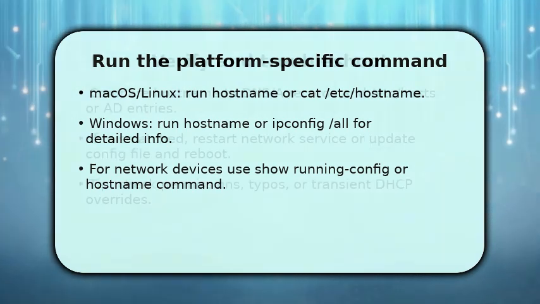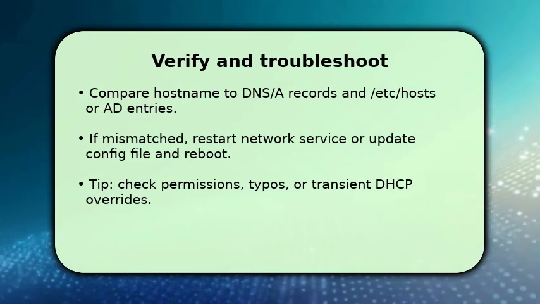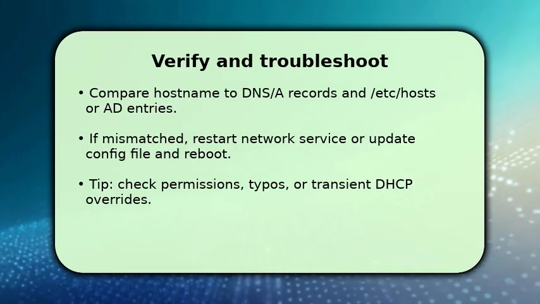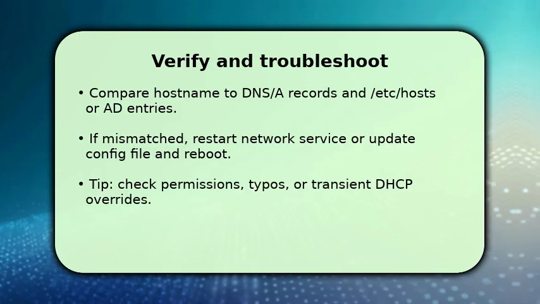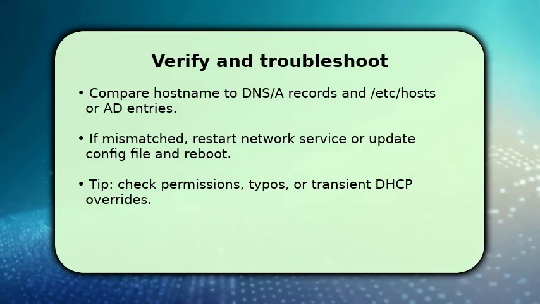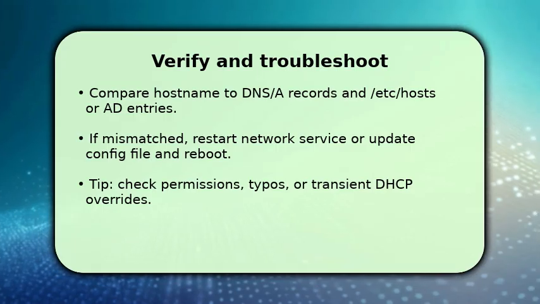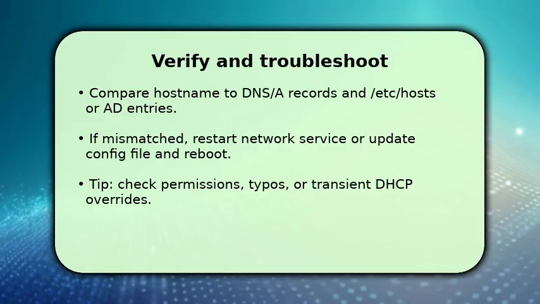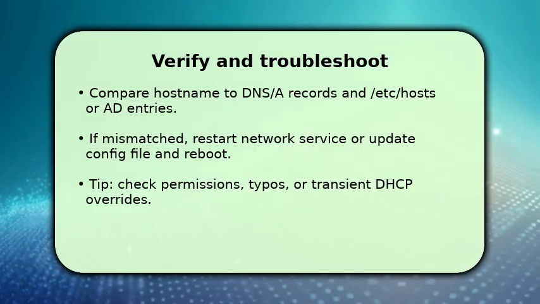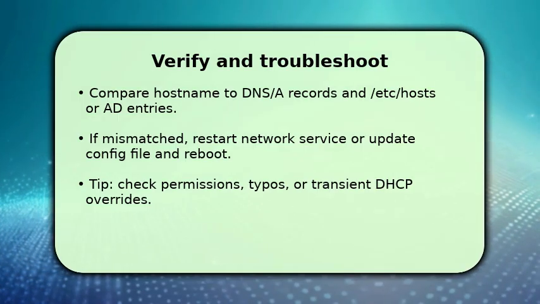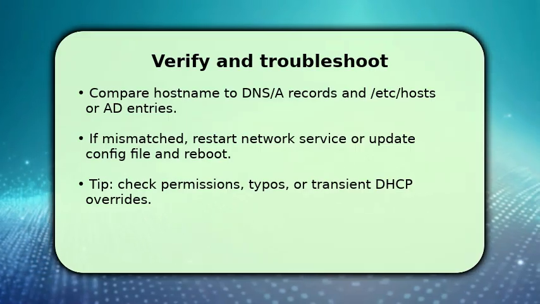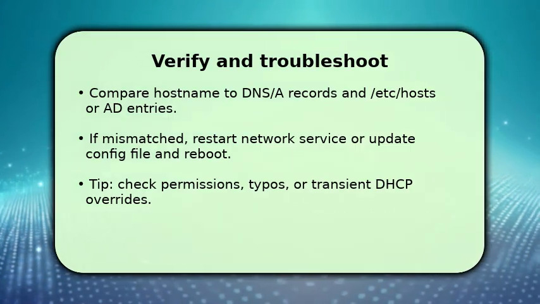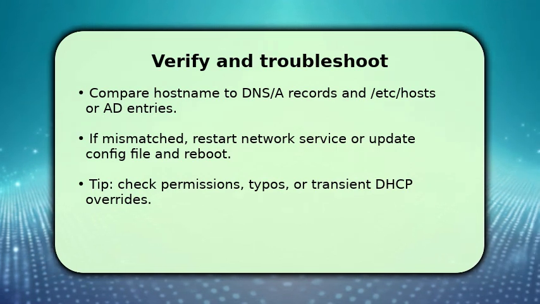You finish by verifying the name across both the local config and remote name services, so systems remain consistent. Once done, compare the hostname output with DNS records, /etc/hosts, or Active Directory entries to catch mismatches. If names differ, update the config file or host settings and restart the network service or reboot to apply changes. Make sure to check for DHCP overrides, typos, or permission issues. If problems persist, rerun the commands and inspect logs to pinpoint the cause.